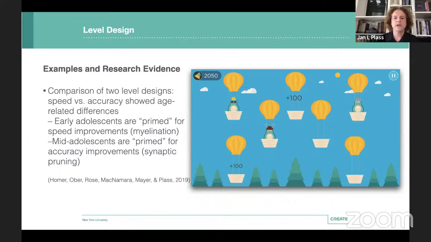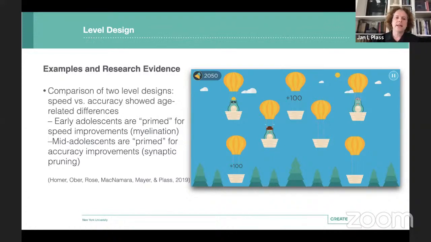In another version, we focused on accuracy. So the learner needed to be, let's say, at 80 or 90% accuracy of making the right decisions of whether to smash the avocado or not before they could advance. And so we compared, for adolescents, the speed level design, where the levels primarily got faster and accuracy wasn't as important, versus accuracy.